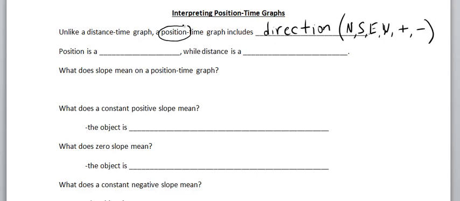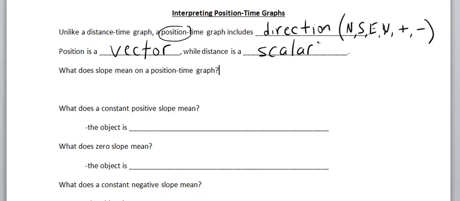But that's because position is a vector. So you'll remember a vector is magnitude and direction. Well, distance is a scalar. So it's just magnitude, no direction.